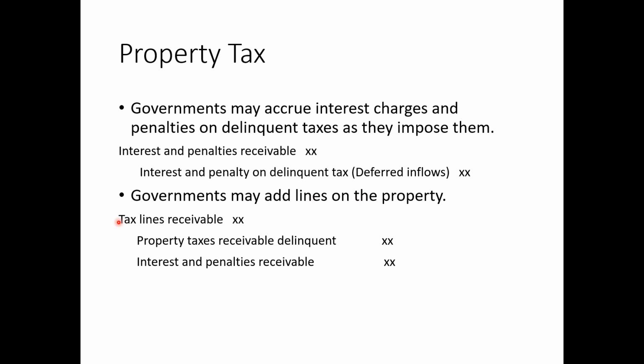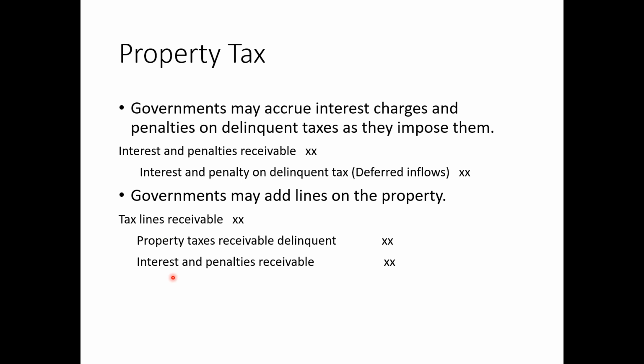The government may also add liens on properties by creating receivables: debit tax lien receivables, and credit property tax receivables delinquent, and interest and penalties receivables. So we're going to move all the receivables to the tax lien receivables.